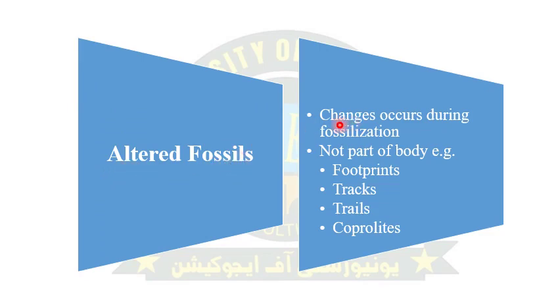Altered fossils. These are fossils in which different changes occur with the passage of time. So in altered fossils, changes occur during fossilization, meaning they are not in their original form. The shape can be maintained, but the body chemistry and composition are not maintained during fossilization. So in altered fossils, no body part is preserved. These are not true body parts. These can be footprints, tracks, trails, or coprolites.